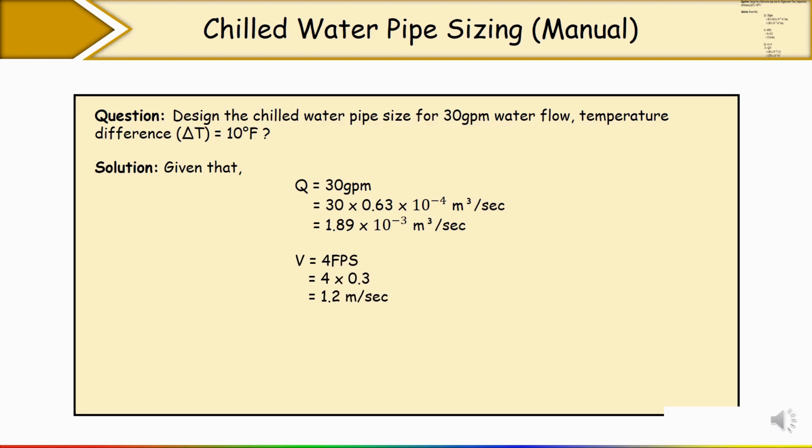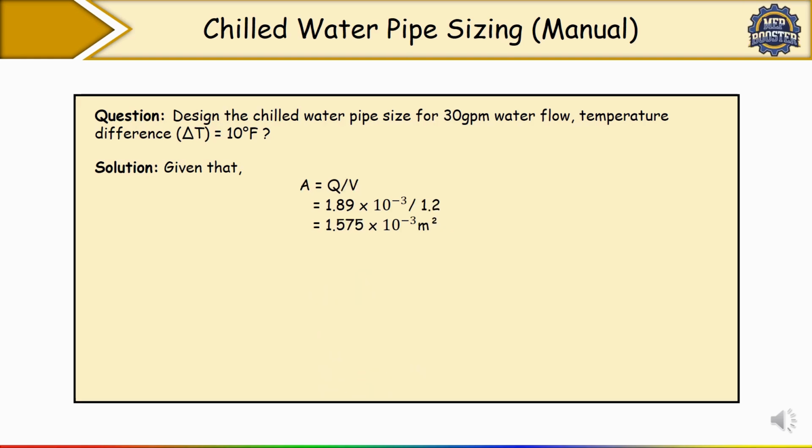Why am I converting the velocity value from FPS to meter per second? The reason is that in this question the discharge flow rate has been converted into meter cube, which means we are working in metric units. The same way, we want the velocity in meter per second. Once you have done this, use the formula Q = AV and substitute these two values here. Finally you will get the area as 1.575 × 10^-3.